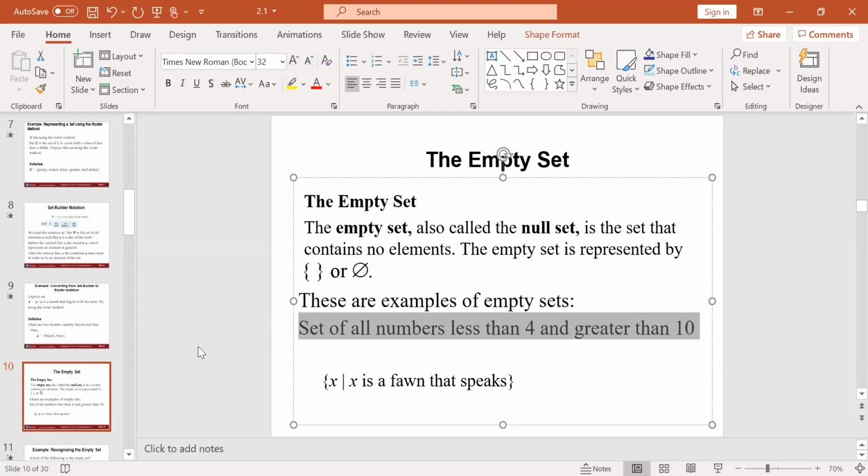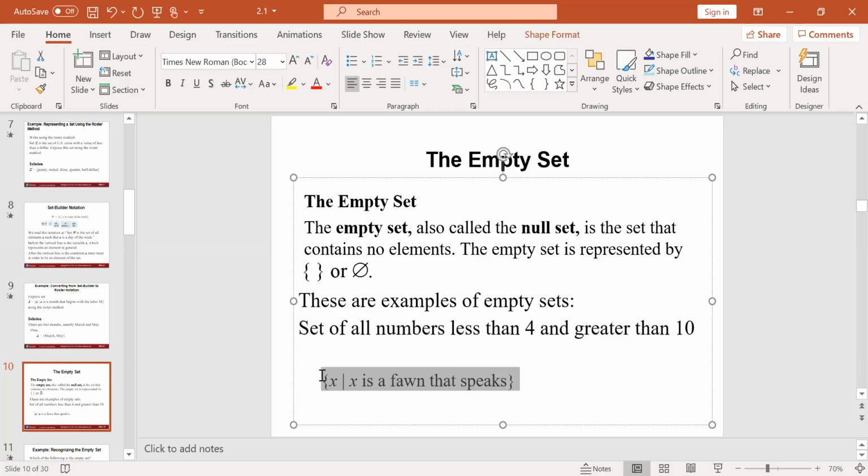Here's an example of an empty set. All numbers that are both less than 4, but also greater than 10. Can any of you think of a number that is less than 4, but also greater than 10? No made up numbers allowed. No, you can't. It's impossible, right? So it sounds cool, set of all numbers less than 4, greater than 10. If you don't think about it, it sounds like a really cool, neat set, but it has nothing in it. So that is the empty set.